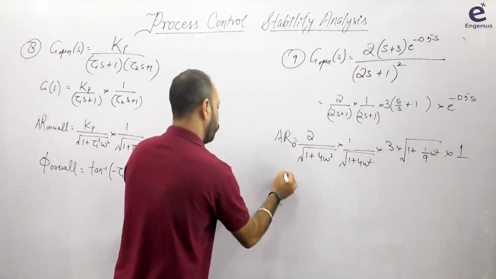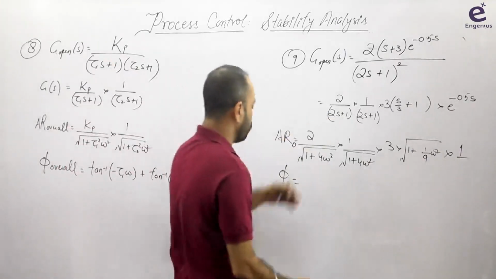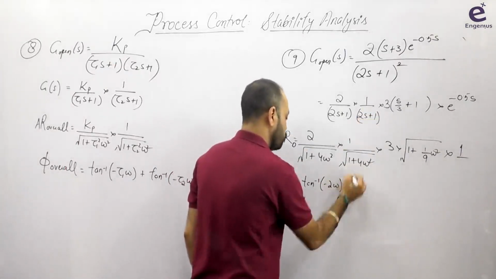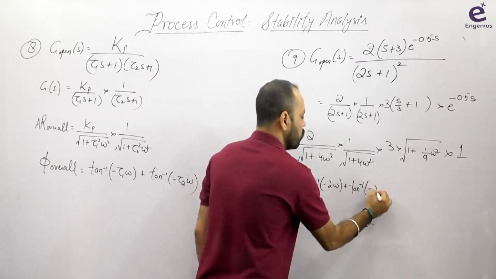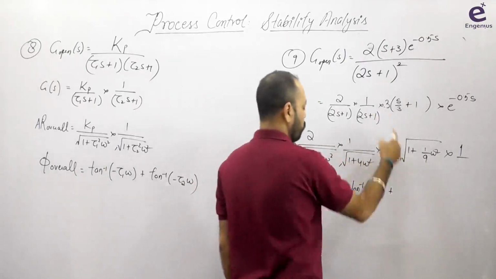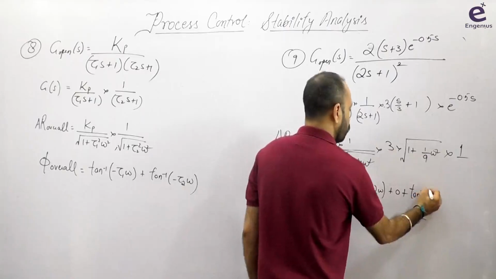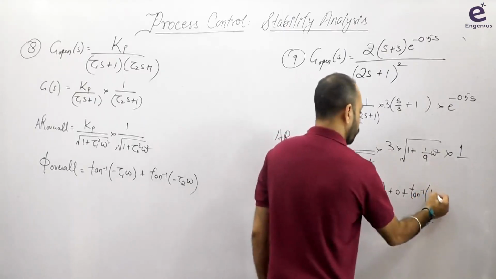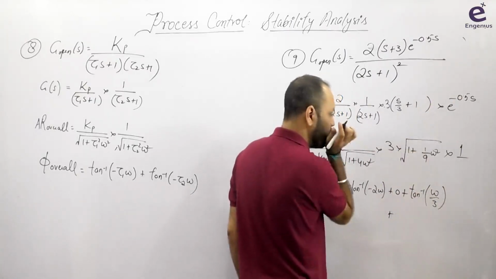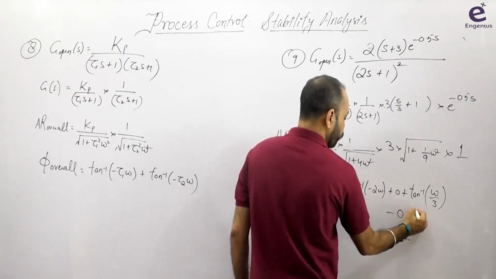AR overall. Phi overall. Sometimes they write phi O, O for overall. What is the phi of this? Tan inverse minus 2 omega plus Kc. What is the phi for Kc? 0. So 0 for this plus tau d omega. What is this? Tan inverse tau d. What is tau d? 1 by 3. So tan inverse omega by 3 plus this tau d omega. Minus tau d omega, I guess. It was minus tau d omega. That time is minus 0.5 omega.